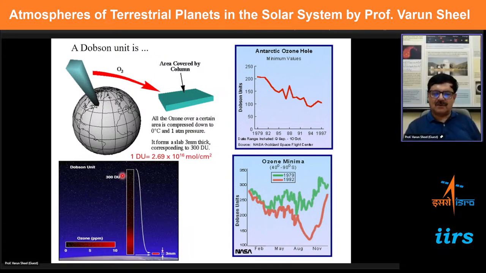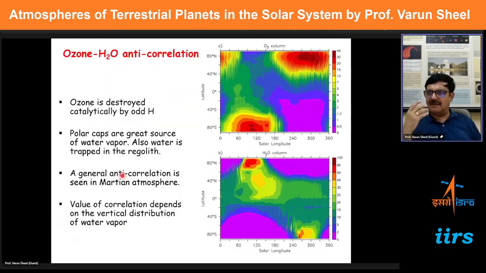So very high amounts of ozone, all of you know, are present in the Earth's atmosphere. But when you look at Mars, we have taken observations from a UV spectrometer, which has mapped the ozone on the entire planet. The ozone is hardly 2 to 3 Dobson units compared to 300 Dobson units in the Earth's atmosphere. But this ozone is very importantly related to the water vapor cycle on Mars. Water vapor and ozone are in very low quantity on Mars, but still they dictate the climate of Mars.